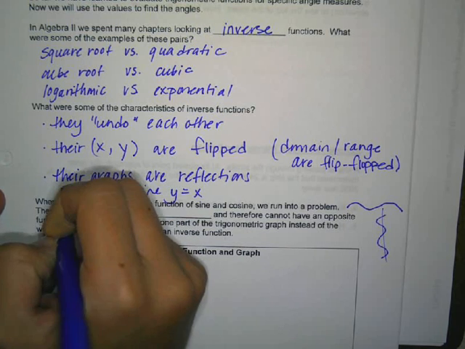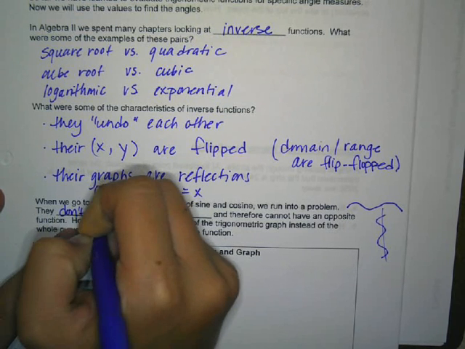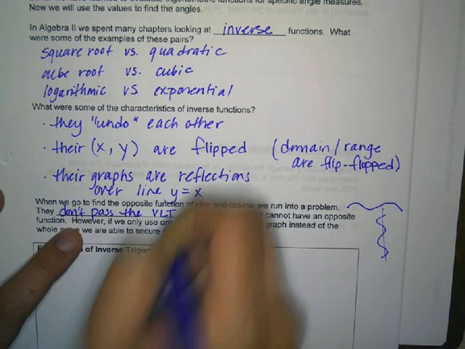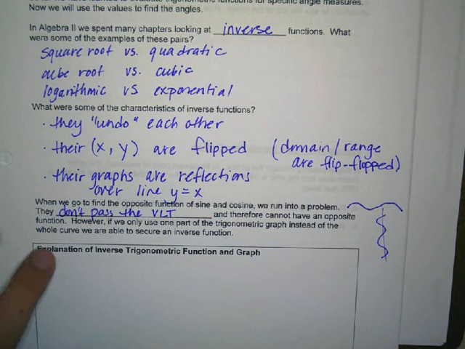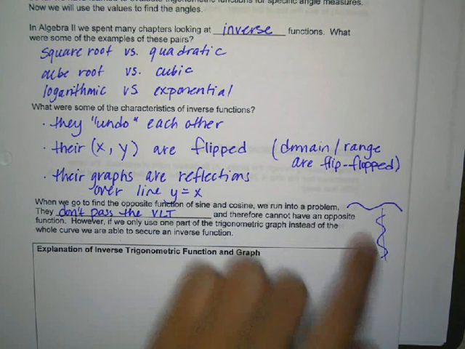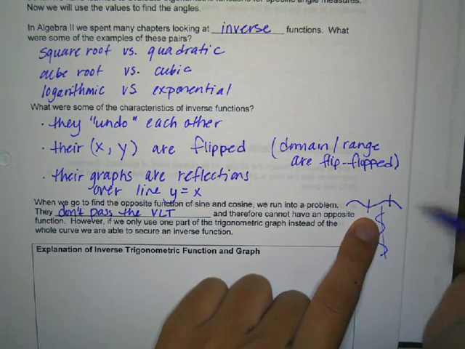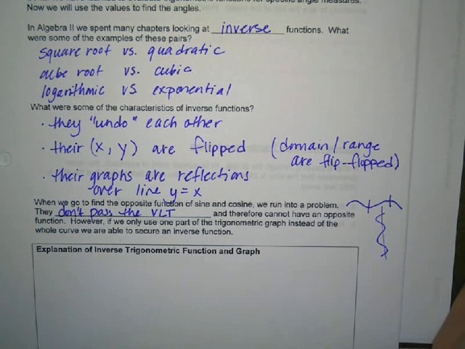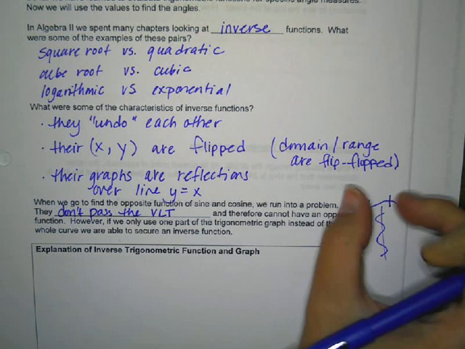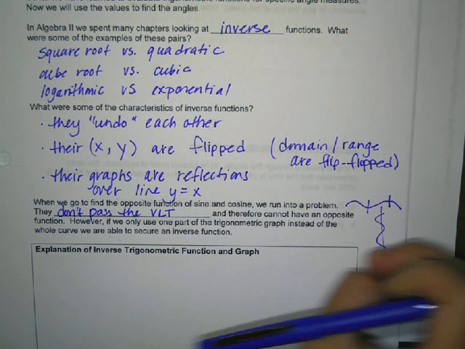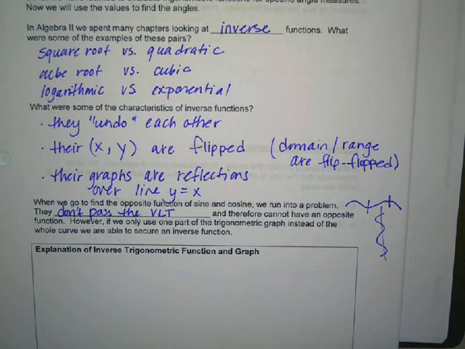I think in here I want you to put they don't pass the VLT. Therefore, or however, what happens with trig functions is they only use a chunk. And they use a chunk where if they were to flip that chunk of the graph, it would pass the vertical line test. We're not going to get into the specifics of it. I might have you draw a couple graphs.